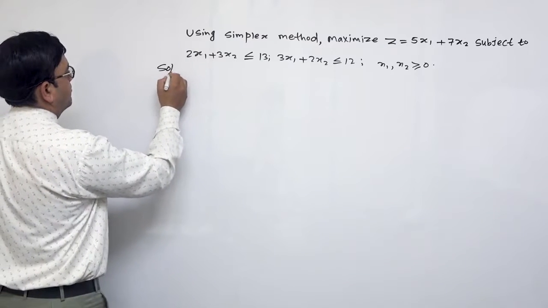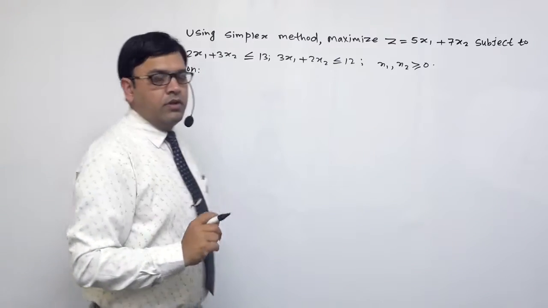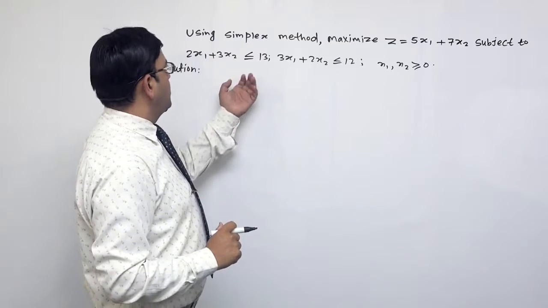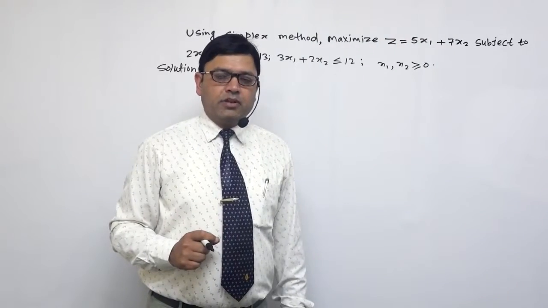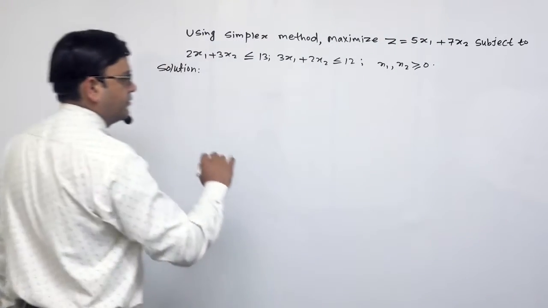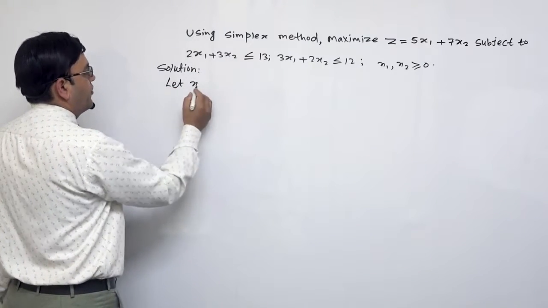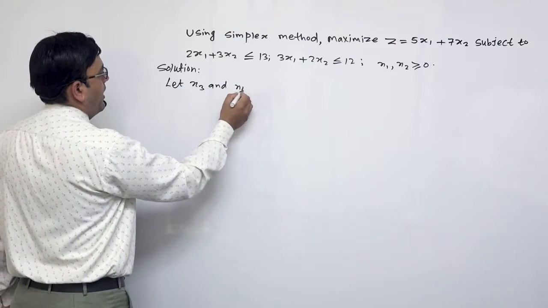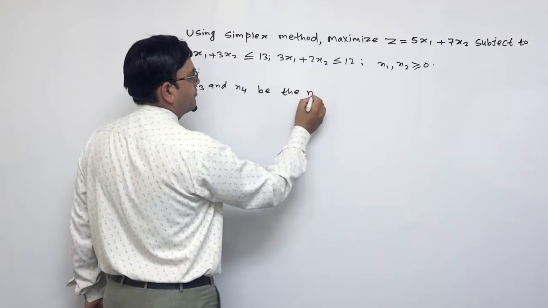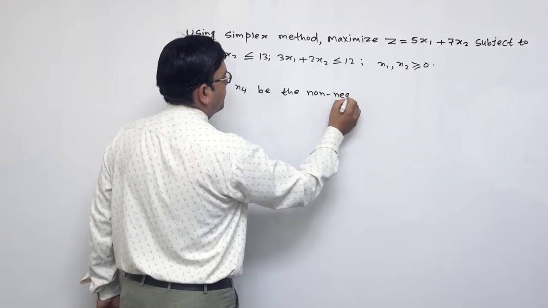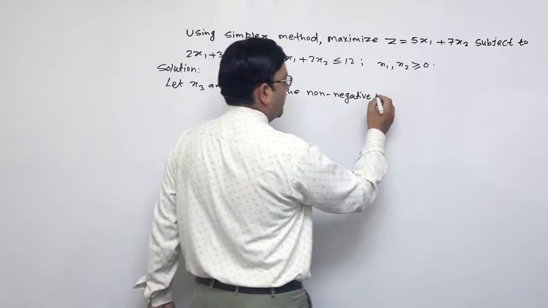Solution. Here, we have to solve this question by using simplex method. So, we have to suppose slack variables. So let x3 and x4 be the non-negative slack variables.